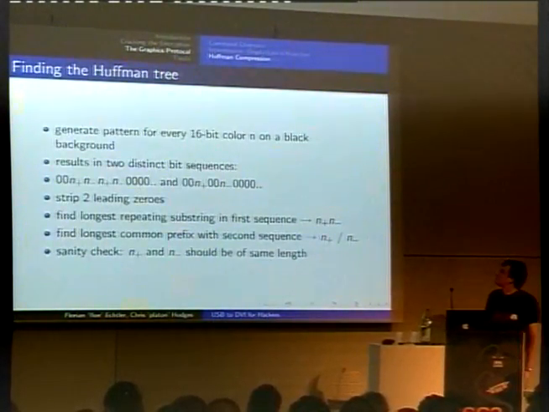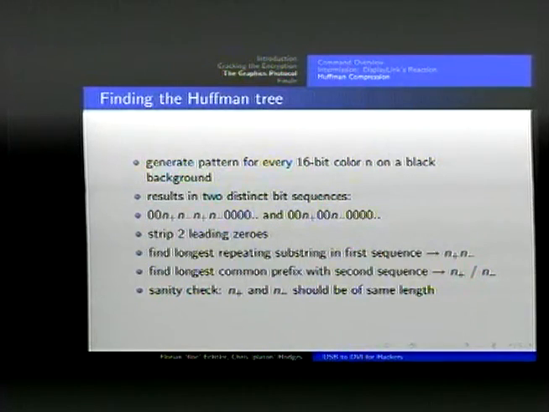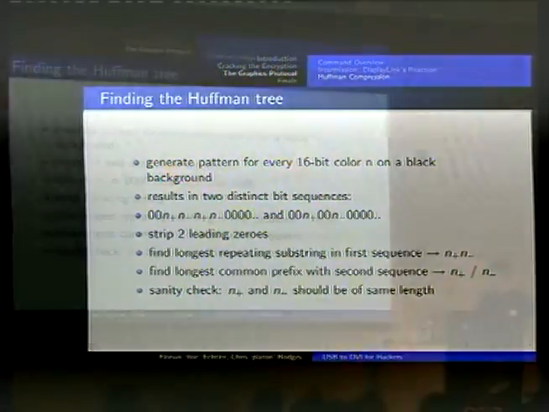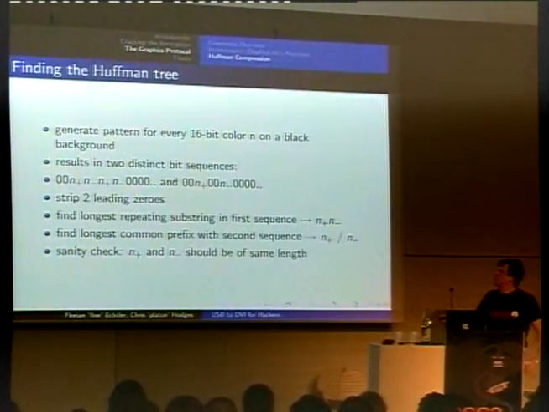Okay, so the approach is basically to generate this pattern for every color n in 16-bit on a black background, and you get 2 different bit sequences, as I mentioned. The one starts with 0, 0. Of course, all of them start with 0, 0, as the first pixel of every row is black, and the starting value is also 0. So we get the sequence for a difference of 0, then we get 2 pairs of plus and minus n, and the rest is zeros, and we get plus n to zeros minus n.